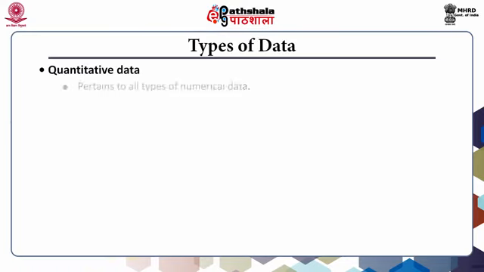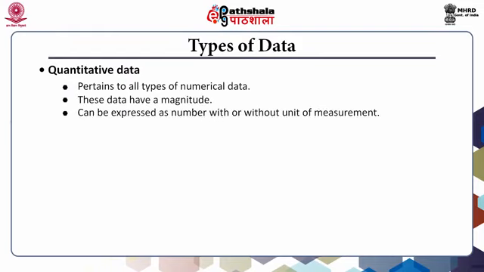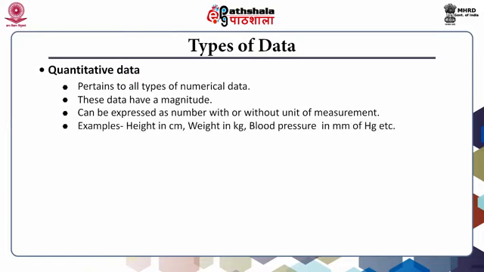Quantitative data pertains to all types of numerical data. These data have a magnitude. They can be expressed as a number with or without the unit of measurement, and examples include height in centimeter, weight in kg, blood pressure in millimeter of mercury, etc.